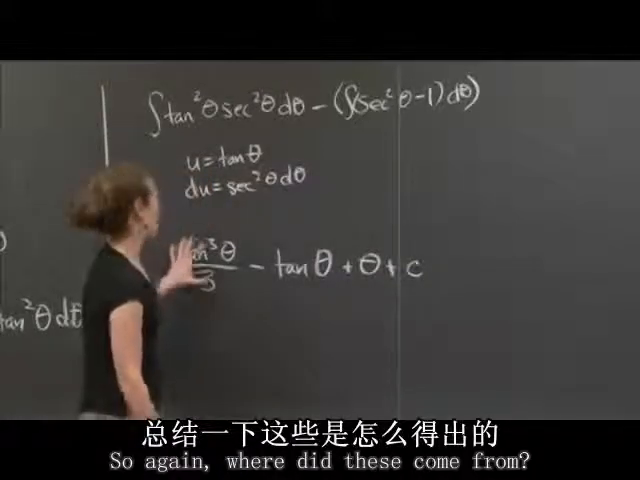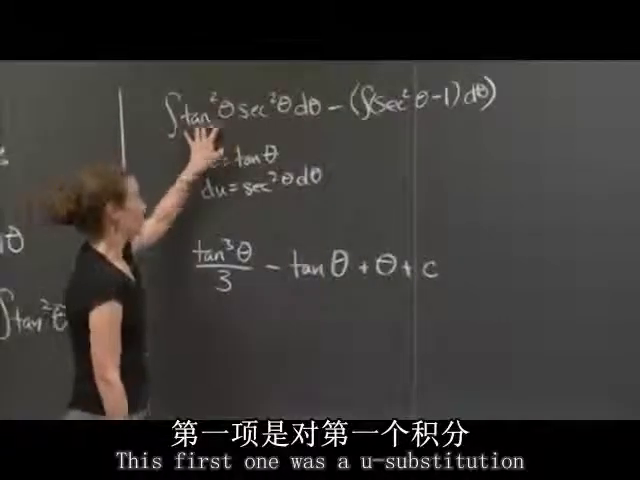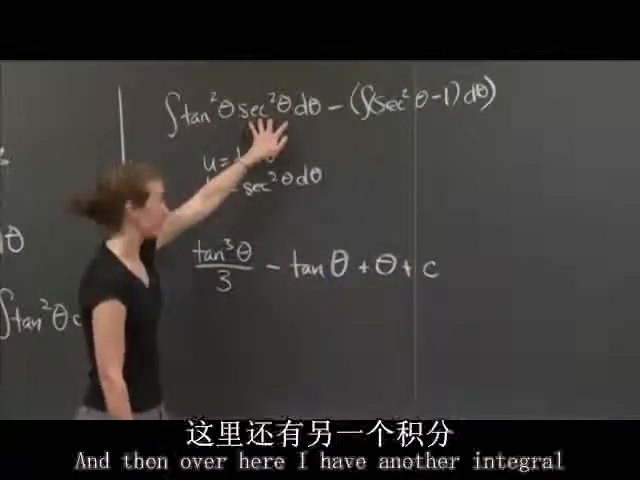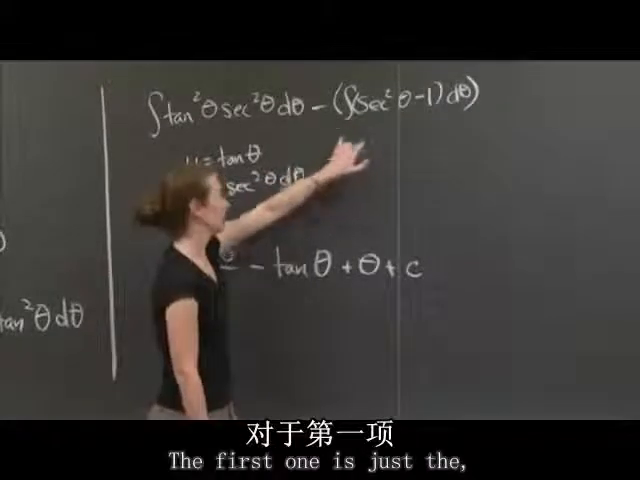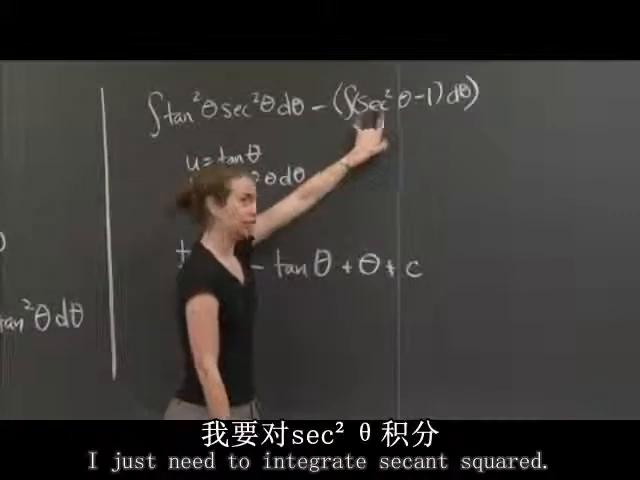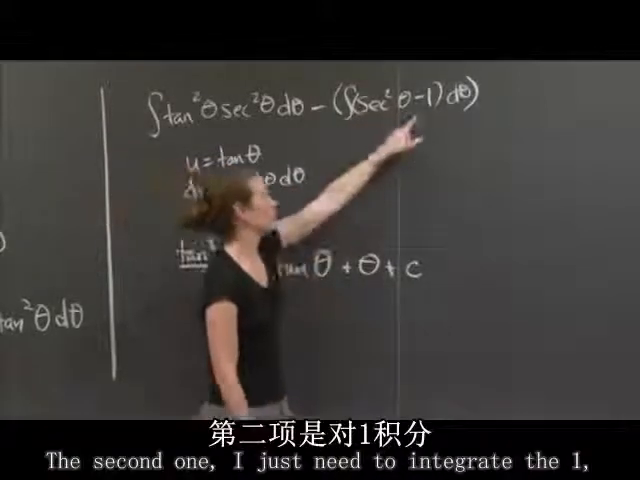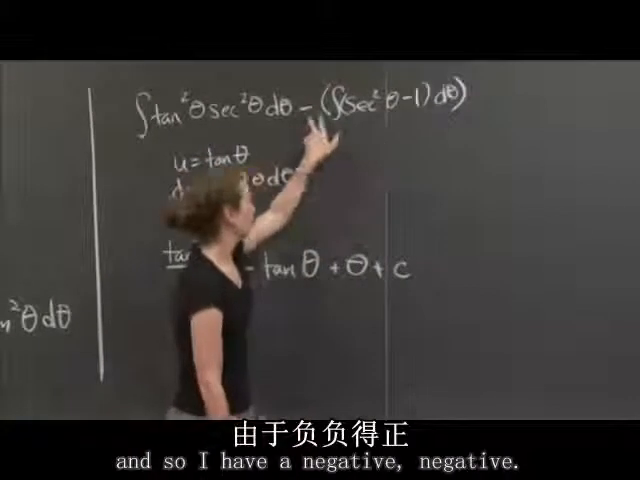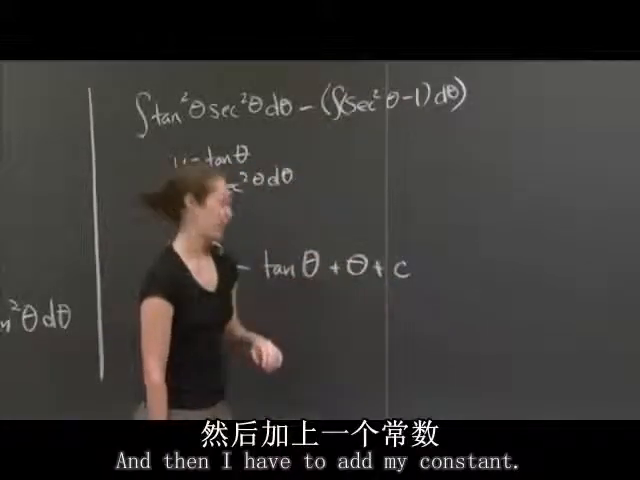So again, where did these come from? This first one was a u substitution on the first integral. And then over here, I have another integral with two terms inside. The first one, I just need to integrate secant squared. I get tangent theta. The second one, I just need to integrate the 1. And so I have a negative negative. That makes it a positive theta. And then I have to add my constant.